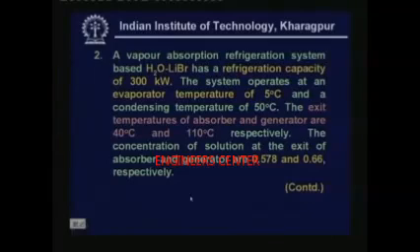Now, let me discuss the second problem. This is a problem on a vapor absorption refrigeration system. So, let me read the problem. A vapor absorption refrigeration system based on water-lithium bromide has a refrigeration capacity of 300 kilowatts. The system operates at an evaporator temperature of 5 degrees centigrade and a condensing temperature of 50 degrees centigrade. The exit temperatures of the absorber and generator are 40 degrees and 110 degrees centigrade respectively. The concentrations of the solution at the exit of the absorber and generator are 0.578 and 0.66 respectively.